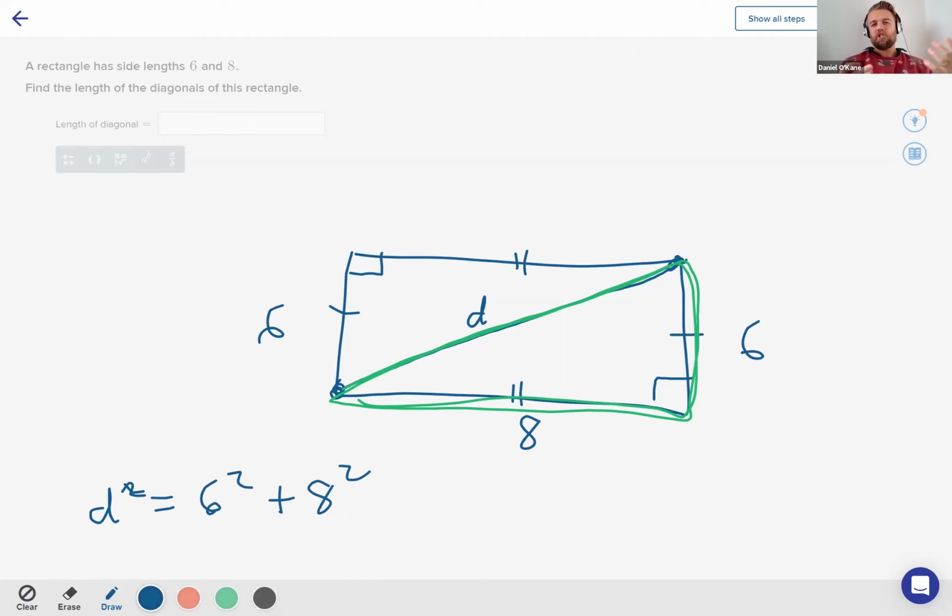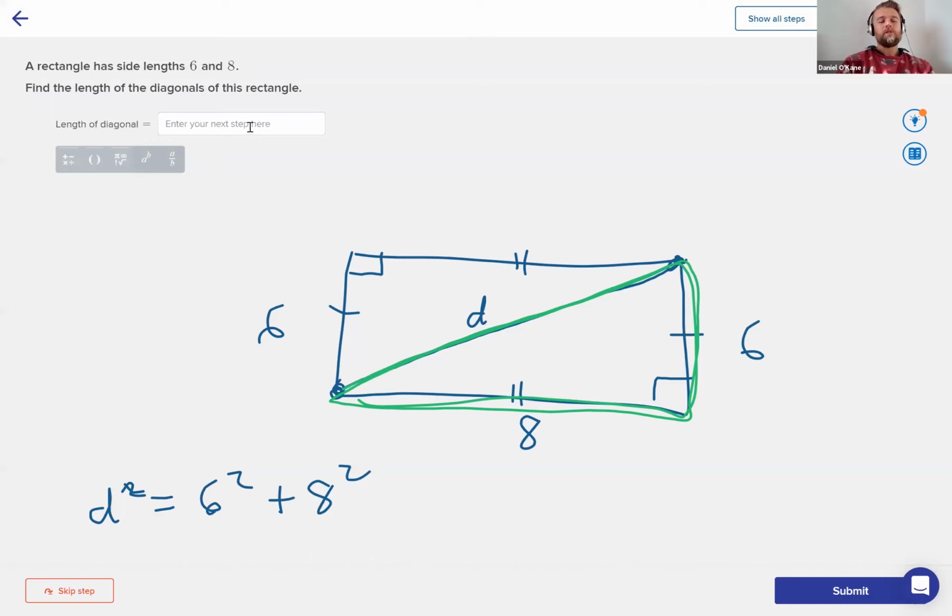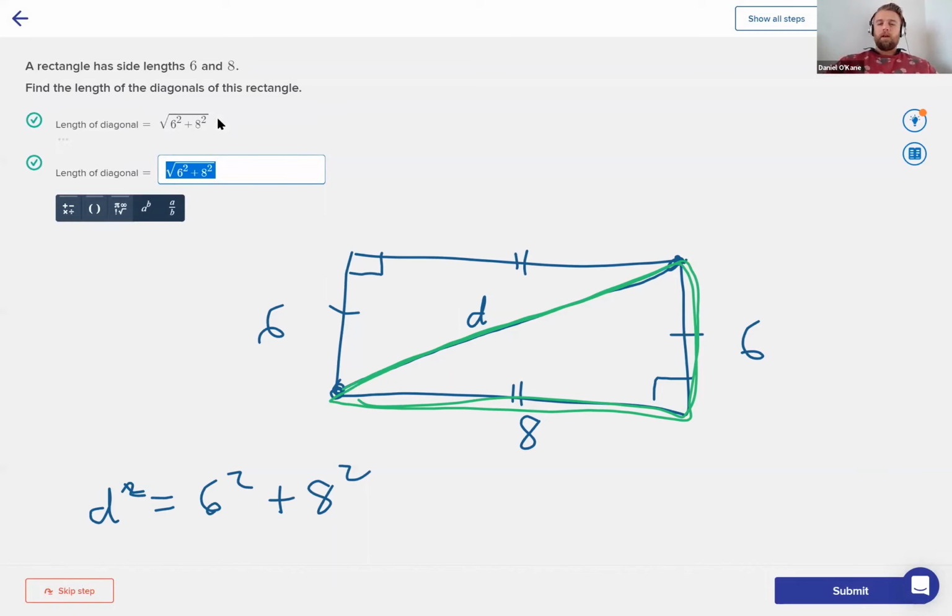So this is just an application of Pythagoras' theorem. Now, note in Mathspace here, I have to define the length of the diagonal and it's not squared. So if I was to write my working, I would have to write the square root of 6 squared plus 8 squared. Or you can do your work on a piece of paper and then just put in the answer here at the end. I'm guessing the chat box is blowing up here.